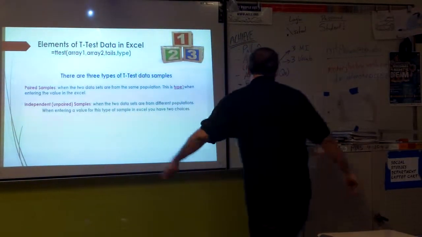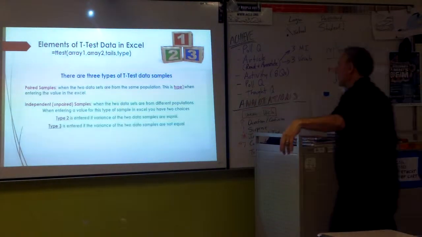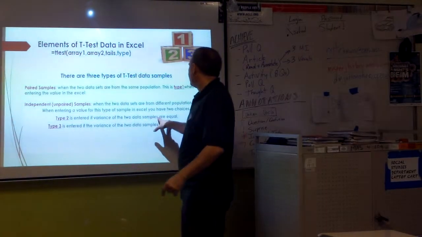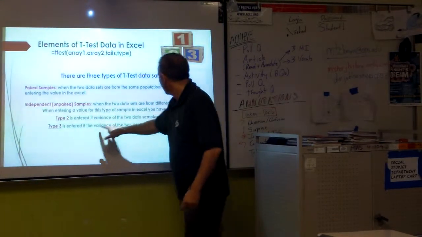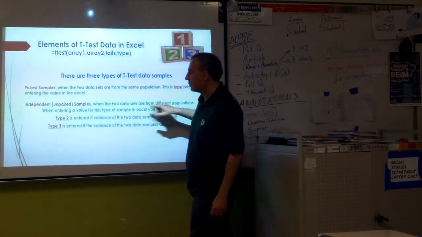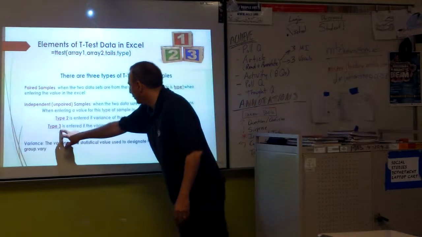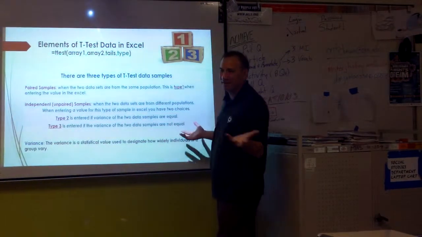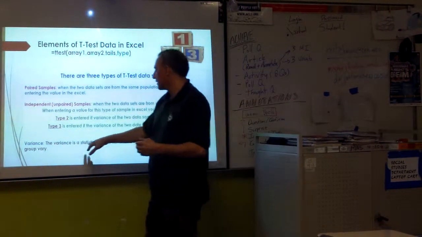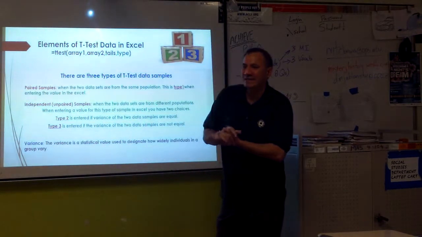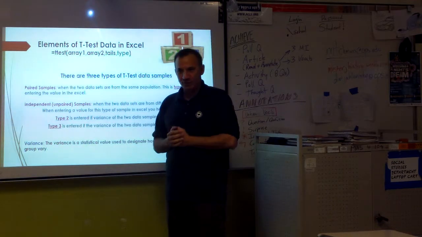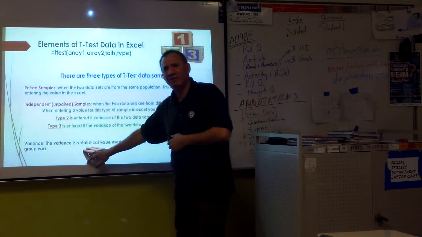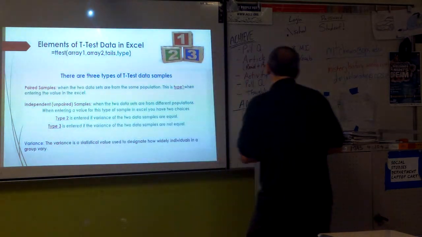And for them, you have 2 choices. The choices are if your data samples' variances are equal, or if their variances are different. If they're equal, you use type 2. If they are different, you use type 3. What's the variance? It's basically a statistical value used to designate how far apart the numbers in your data groups are. Nothing that you have to worry about. I just wanted to let you know what the variance is.